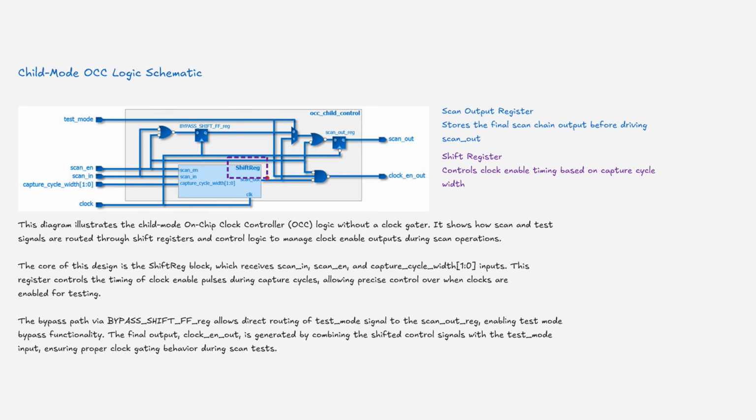This register controls the timing of clock enable pulses during capture cycles, allowing precise control over when clocks are enabled for testing. The bypass path via bypass shift FF reg allows direct routing of test mode signal to the scan-out reg, enabling test mode bypass functionality. The final output, clock enable out, is generated by combining the shifted control signals with the test mode input, ensuring proper clock gating behavior during scan tests.